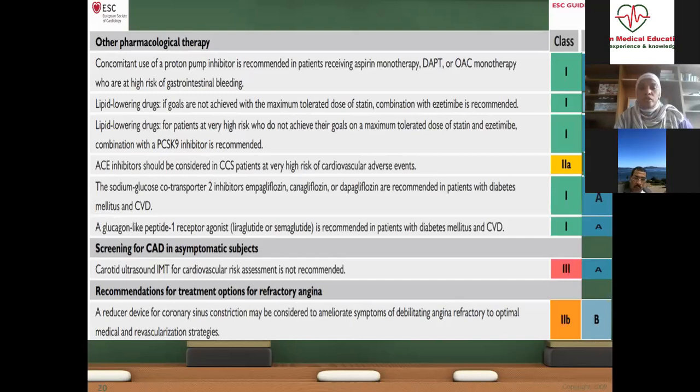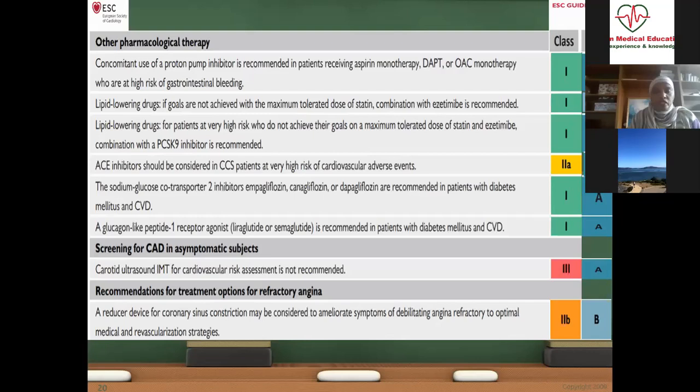Also, for a diabetic patient, we have the glucagon-like peptide 1 receptor agonists. Those medications are recommended for diabetic patients as class one. And now the carotid intimal thickening for cardiovascular risk assessment is not recommended as an update for this guideline.